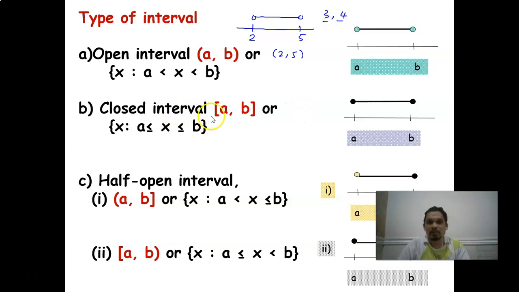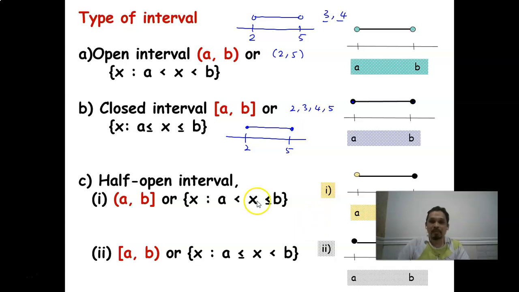Okay, closed interval [a, b]. So if I again use the number line here, 2 until 5, using the symbol of this dot and dot here, the list of numbers that represent this number line is 2, 3, 4, and 5.